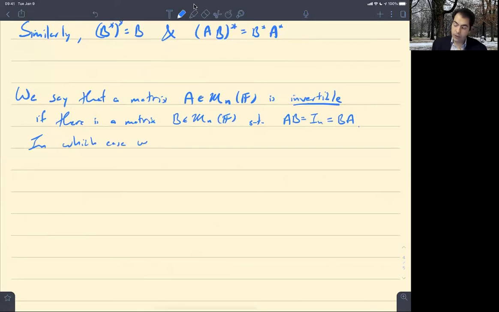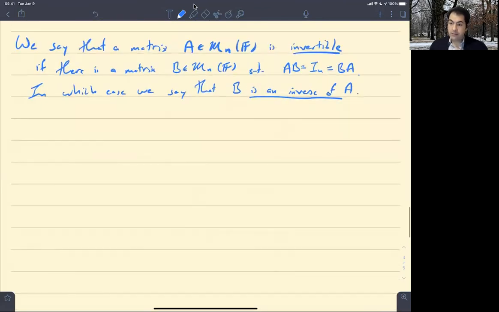In which case we say that B is an inverse of A. Okay, so you might be thinking, why do we say "an inverse"? Shouldn't we be saying that it is "the inverse"? Well, yes, but we have to justify that, right?